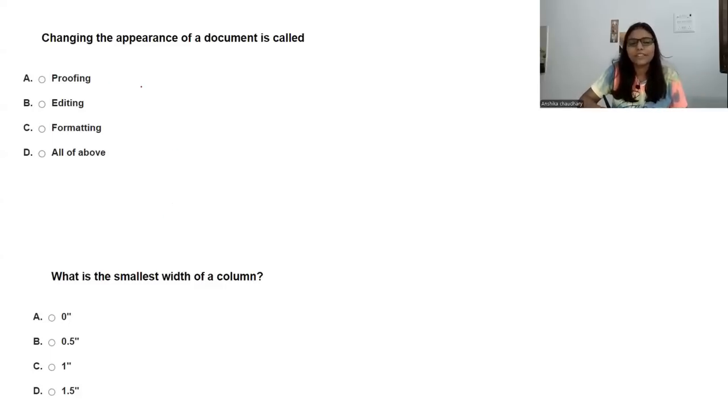The very first question is: changing the appearance of a document is called proofing, editing, formatting, or all of the above. Changing the appearance of a document is called formatting. What does formatting mean? We are changing the layout and the structure of our page or document. It comes under formatting.